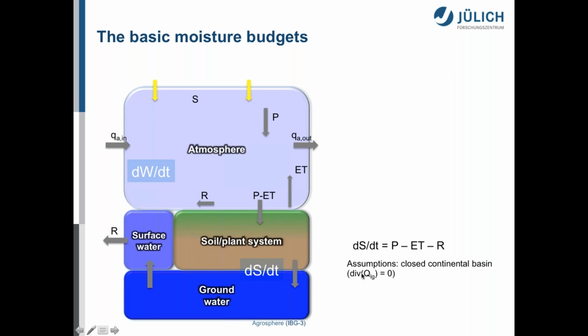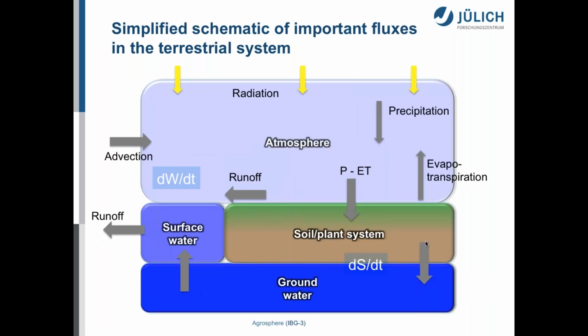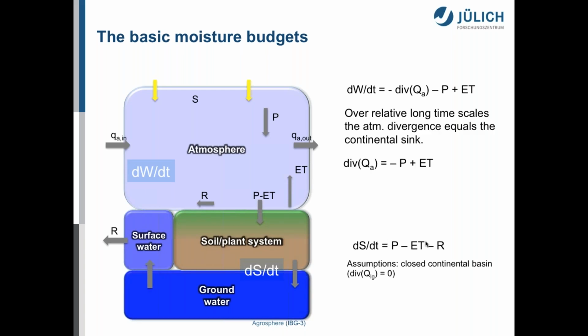Note, what I assume here is that we deal with a closed continental basin, so the subsurface divergence of water is zero or close to zero. Let's say it's negligible in comparison to the other fluxes. That's the assumption I make, but I could include this in a very straightforward fashion. It's just a little simpler to keep track of things, for presentation purposes.